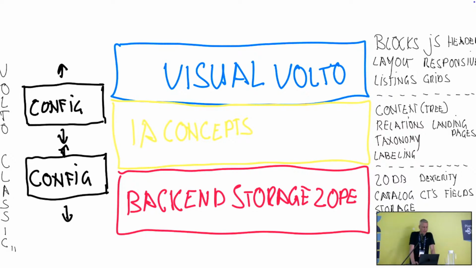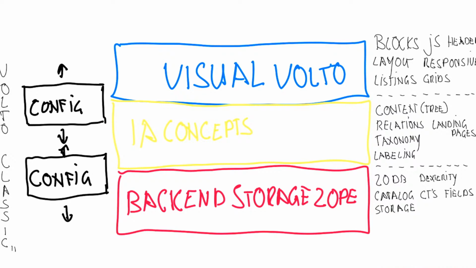So, Fred's mind. This is what I figured out. I've been living in those lower 2 things all the time. Information architecture concepts, the basic storage, Zope, Plone, what we all had for 20+ years, a lot of config, and on top there were only some templates. Then Volto came 5 years ago, and now I have all my information architecture concepts, and I have this huge visual Volto setup again, and there's config between both of them, and they're not really connected.